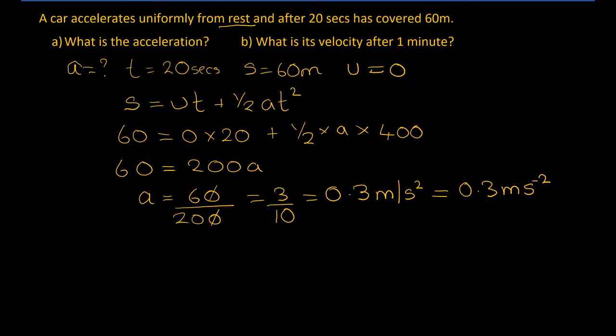The second part asks us what is its velocity after 1 minute. So again, let's look at what information we've got. So we want the final velocity because we want it at the end. That's what we want. What do we know? We know the initial velocity is 0. We know that the time is 1 minute. And because we've just worked it out, we know that the acceleration is 0.3 meters per second squared.